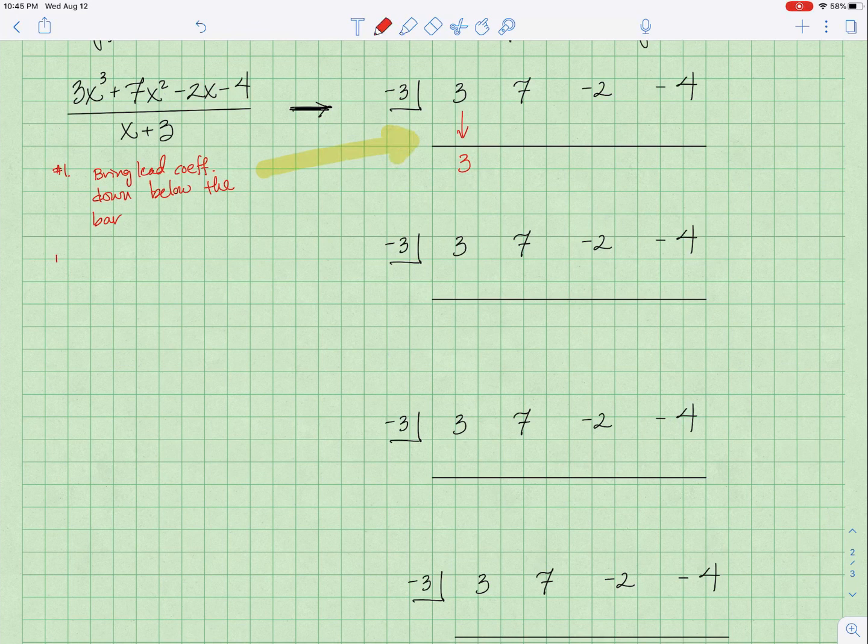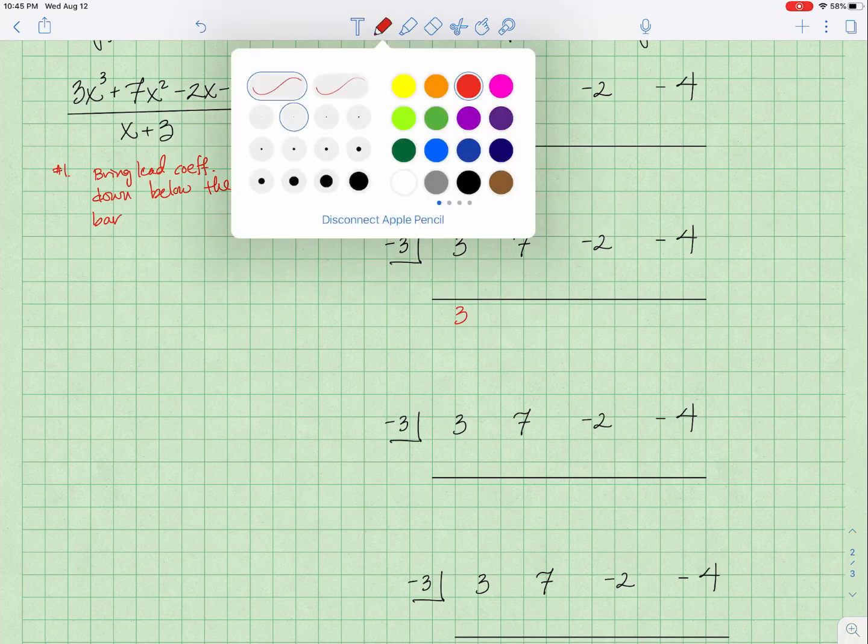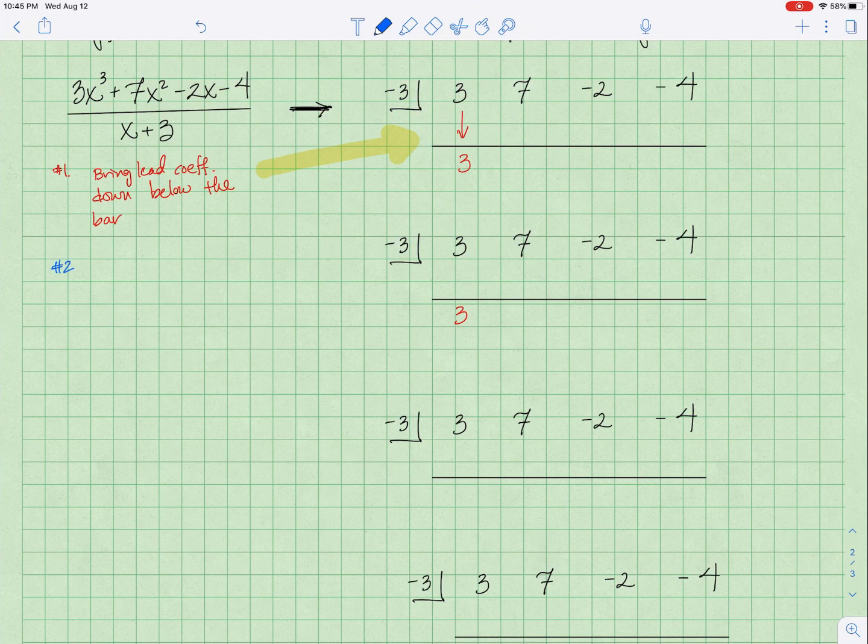Next, step 2. Let's see, I already got a 3 there. Let me do this next step in a different color. Step number 2, multiply negative k by the value below the bar and place the result in the next open position above the bar.